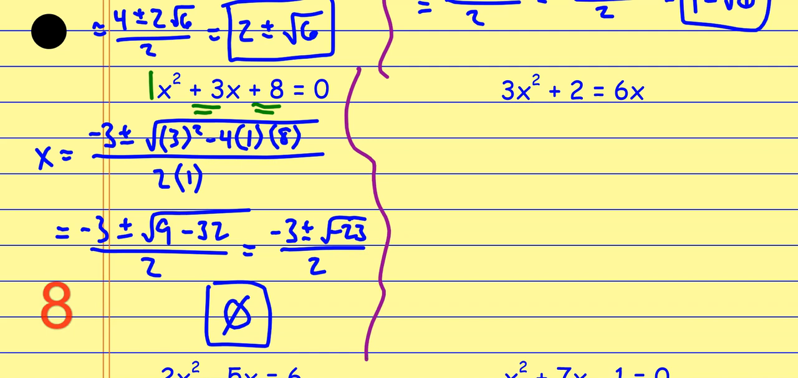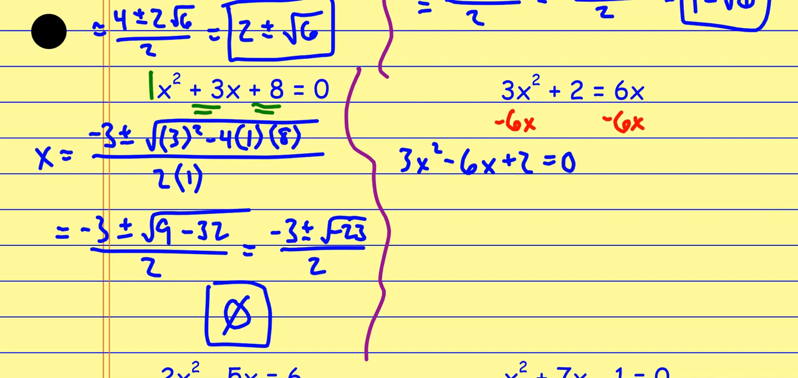If I look at the next one, again, it's not in the right format. I have to subtract the 6x from each side. And now it's in the proper format, 3x squared minus 6x. And notice it's descending order. You have to have this thing in descending order. It doesn't work otherwise. Now I can see my a, b, and my c. Okay, the a is a 3, the b is a negative 6, and the c is a 2.